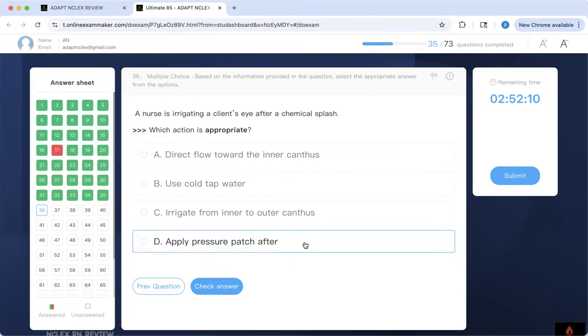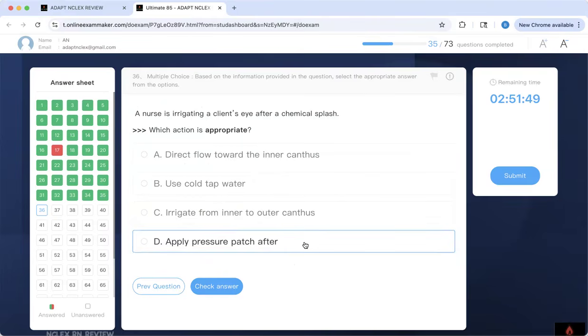And this is irrigating the client's eye after a chemical splash. Which action is appropriate? How do you do it? Direct flow towards the inner canthus, that means inside. Use cold tap water. Irrigate from the inner to the outer and apply pressure patch or after. What do you think?